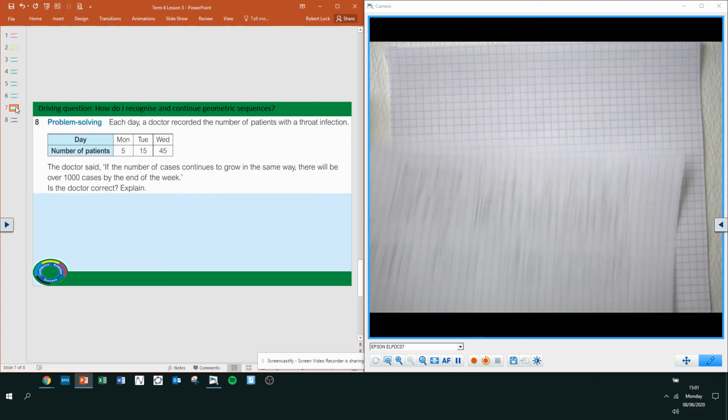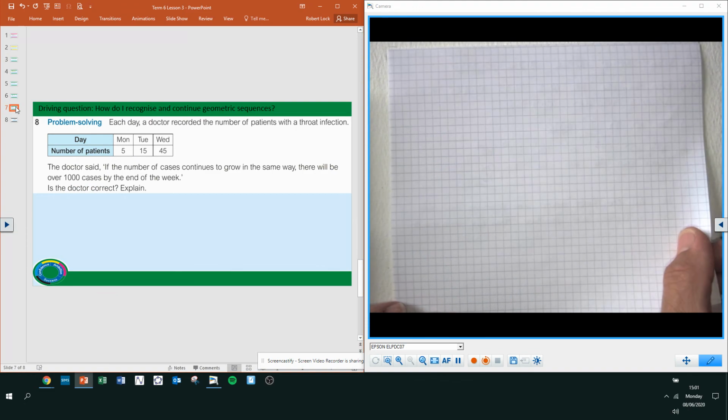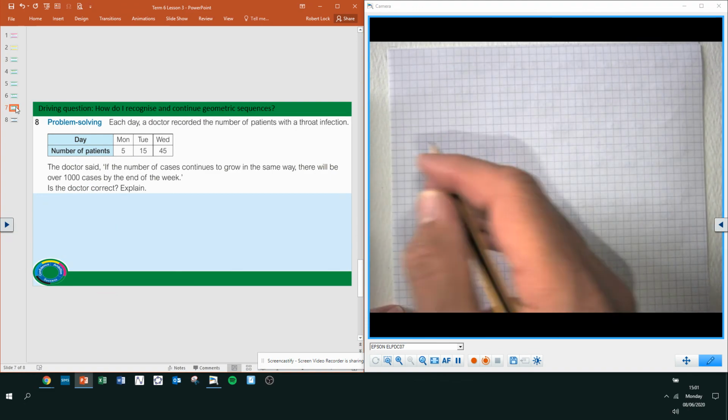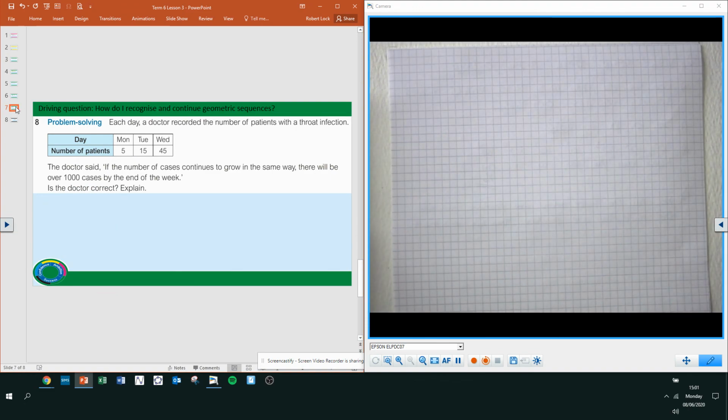Question 8. Each day, a doctor recorded a number of patients with a throat infection. On Monday, there were 5, Tuesday, there was 15, Wednesday, there was 45. The doctor said, if the numbers of cases continues to grow in the same way, there will be over 1,000 cases by the end of the week. Is the doctor correct? Explain.